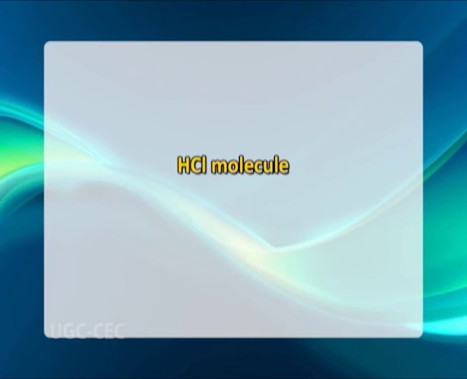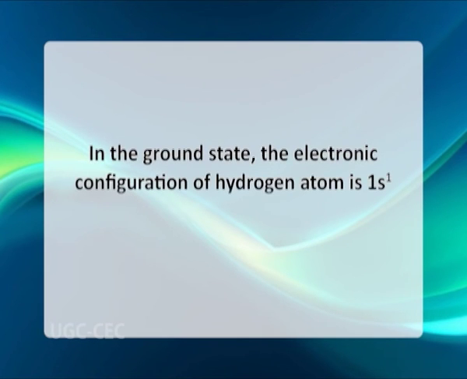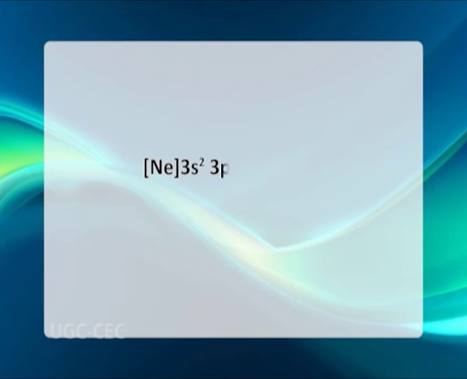Hydrogen chloride molecule. In the ground state, the electronic configuration of hydrogen atom is 1s1 and the ground state electronic configuration of chlorine atom is neon 3s2, 3px2, 3py2, 3pz1. The half-filled 1s orbital of hydrogen overlaps with the half-filled 3pz atomic orbital of chlorine atom along the internuclear axis to form a sigma sp bond.